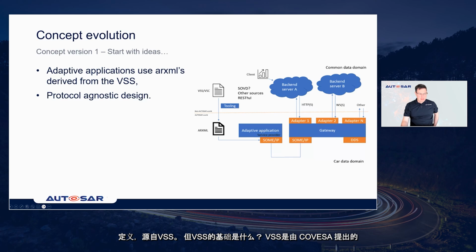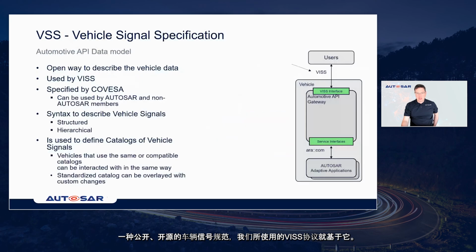But what basically is VSS? VSS is a public open source vehicle signal specification proposed by Covisa, which is used by VISS, our protocol. It is maintained at this moment by Covisa, and it is based on HTTP, WebSocket, and MQTT, designed to interact with a vehicle. VSS can be used to define catalogs of vehicle signals, and if only vehicles use the same or compatible catalogs, they can be interacted with in the same way.